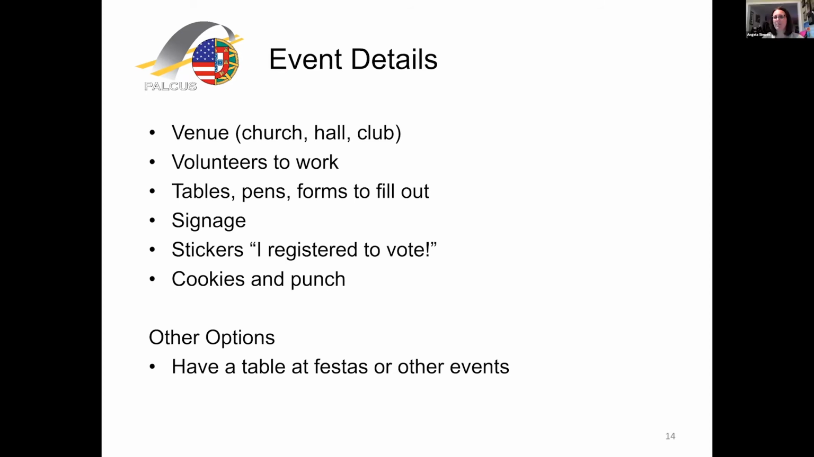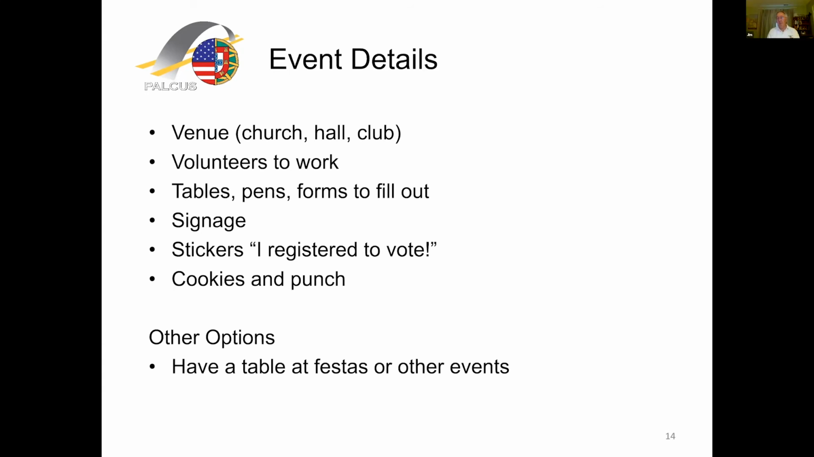People always like, whenever they go somewhere to get something or do something, having a sticker, like "I registered to vote." You can probably get those from the voter registrar's office, right? I'm sure they have tons of those. And if you want to have cookies and punch, and people can chit chat for a bit, we're natural event planners anyway as Portuguese.